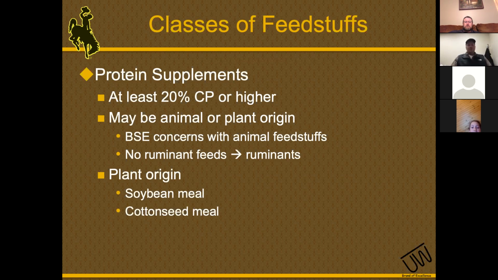So most of our plant origin proteins are soybean meal, cottonseed meal, corn gluten meal, and I would put distillers grains in that. There's a few others, but those are the main ones.